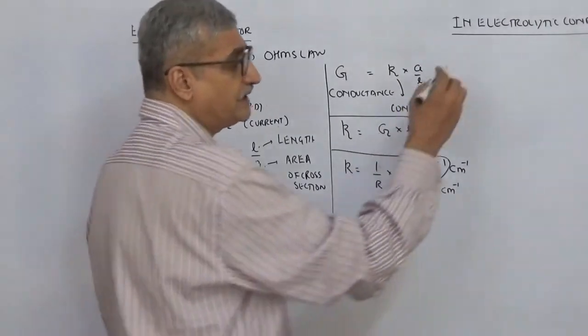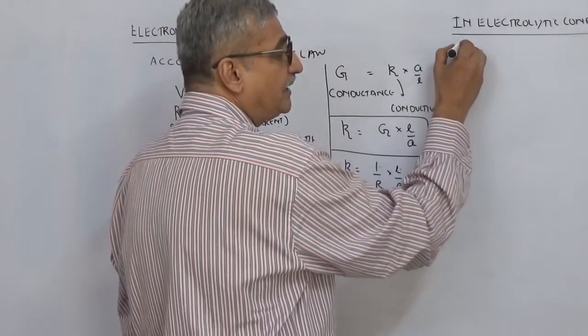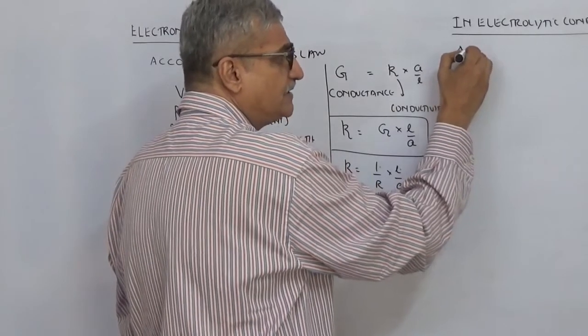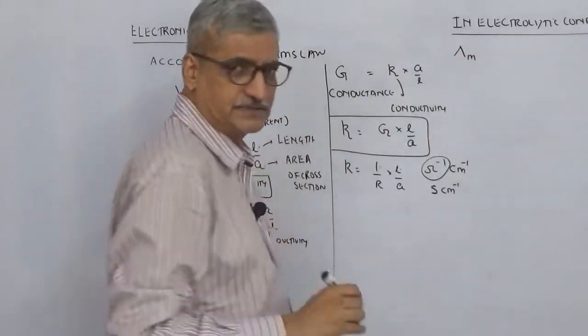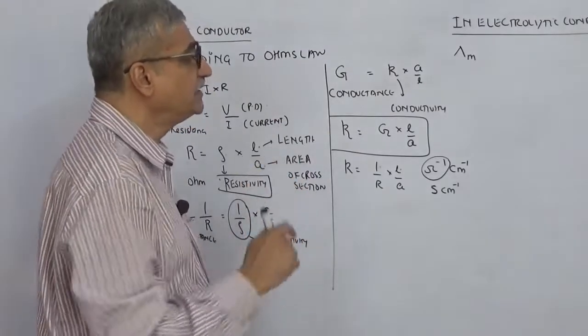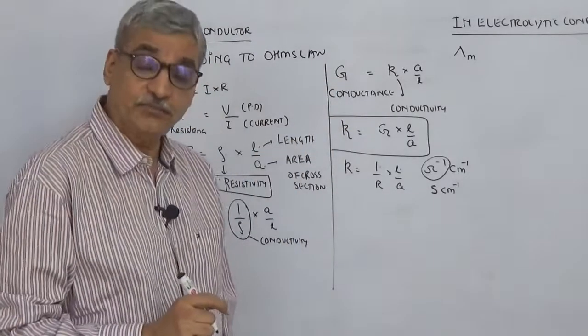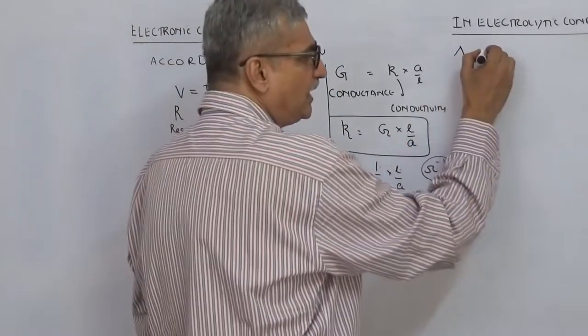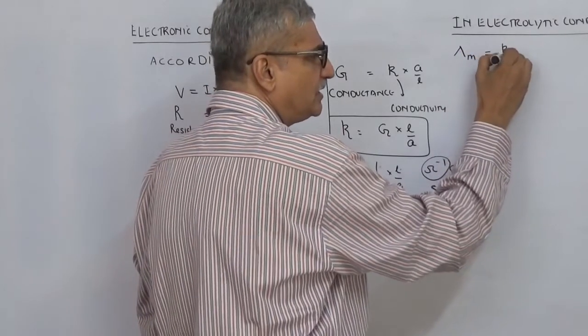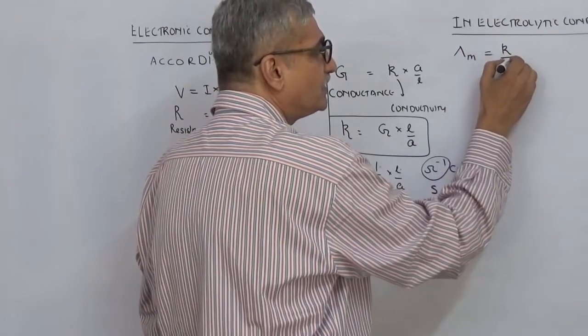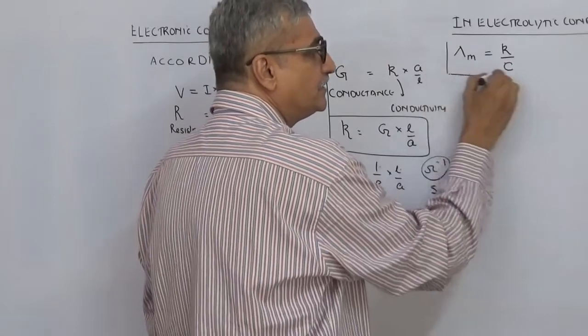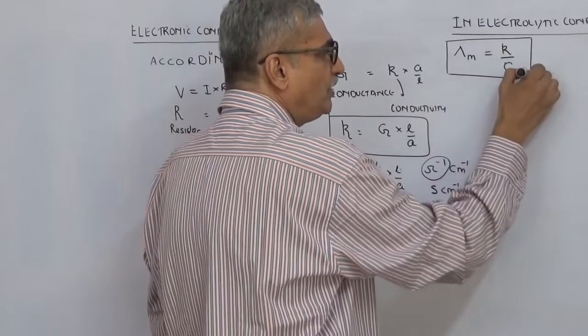So here what I can say, the conductance, no, then we call it as molar conductance. We just don't say G. We say molar conductance. Molar conductance is equal to conductivity K upon concentration. So here, so what do we get?